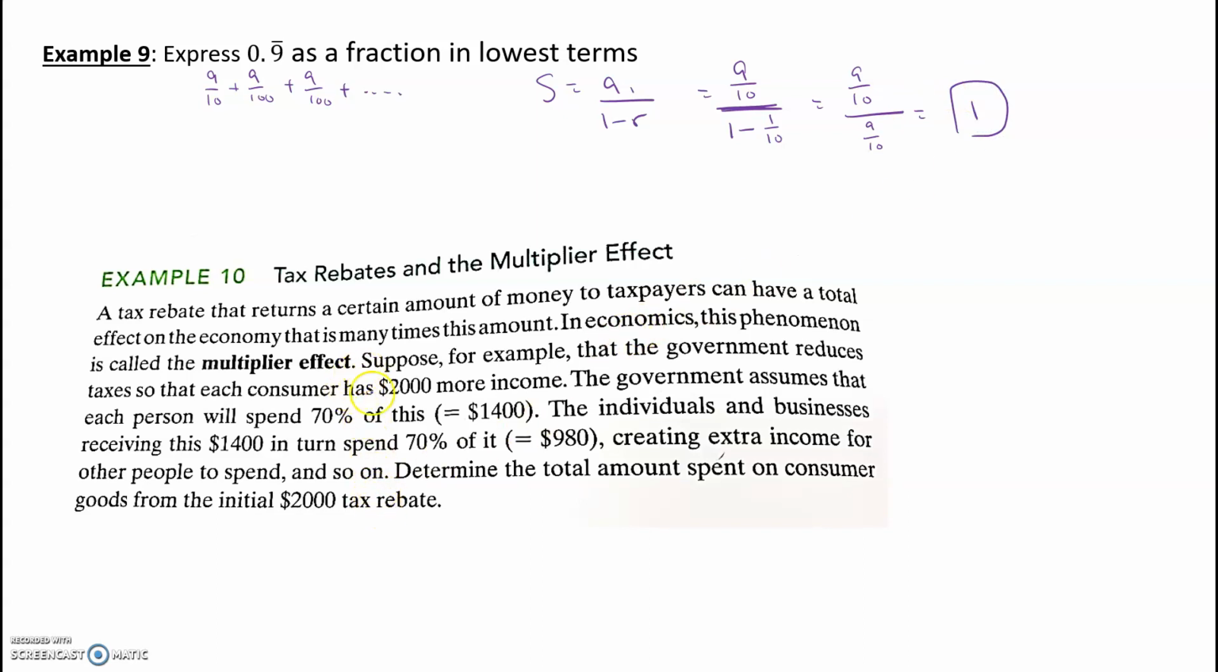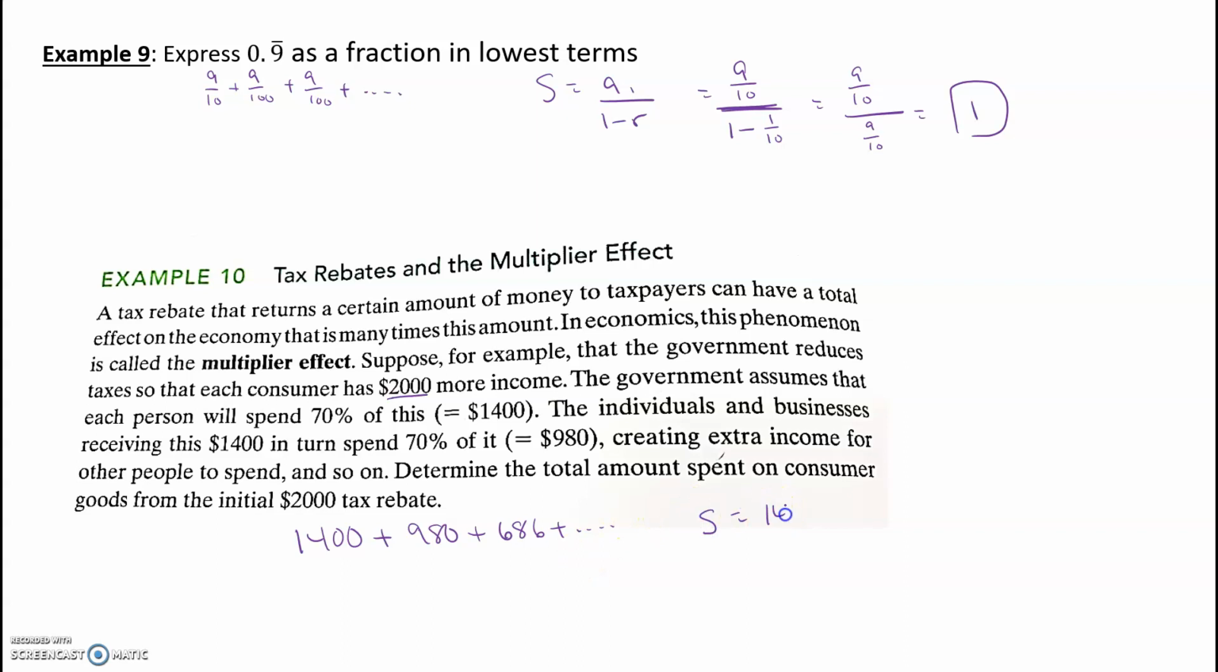And the last one, so we're starting at 2,000. Each consumer has 2,000. And they assume that each person will spend 70% of this. So 70% multiplied by 0.7, you get 1,400. And then they're going to spend 70% of that, which is where the 980 comes from. And then they're going to spend 70% of that, and it's 686. And it keeps going.